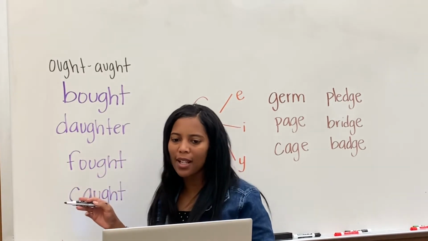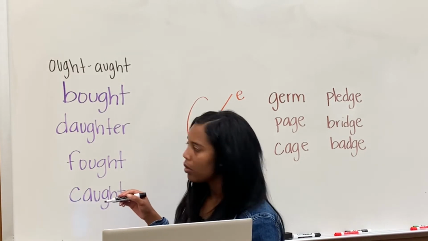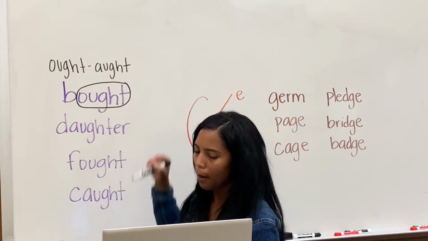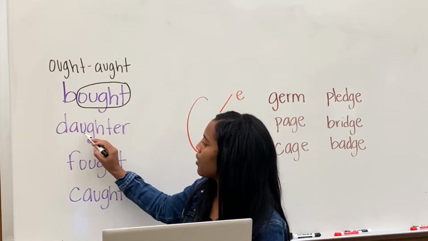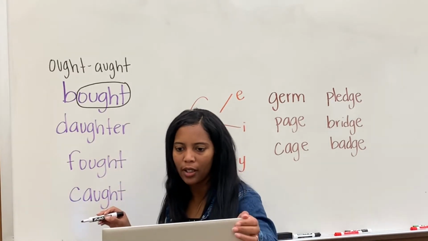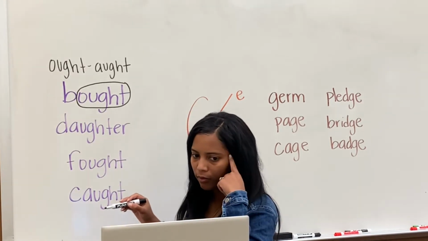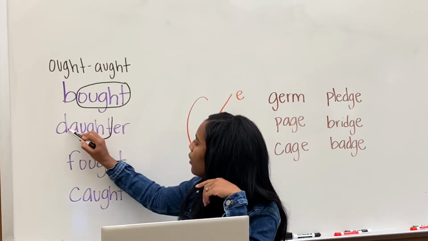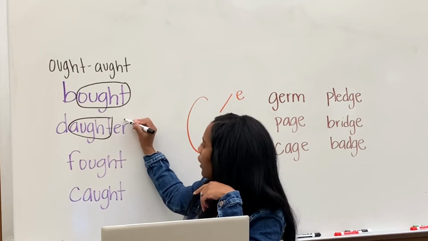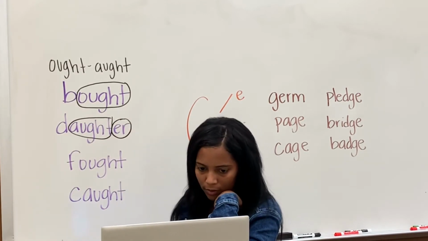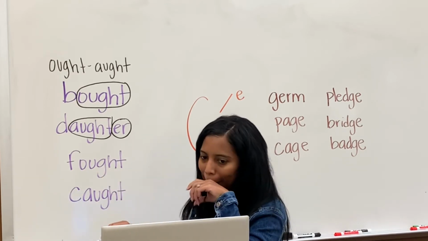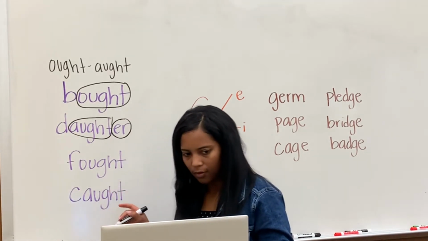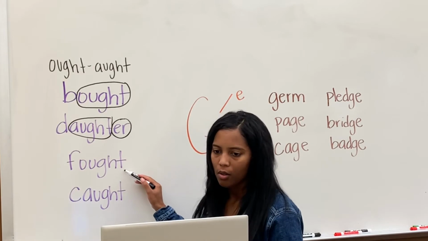Okay, Solomon, what's the sound? OUGHT, ought. What's the word? Bought. Good. Next one. Could anyone tell me the sound in this word? Evan? AUGHT. And? Good. And ER. What's the word? Daughter. Next. What's the sound in this word here? Josiah? OU.